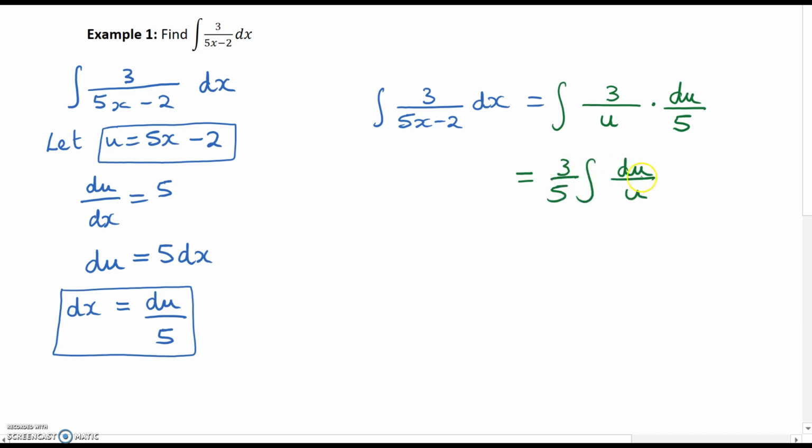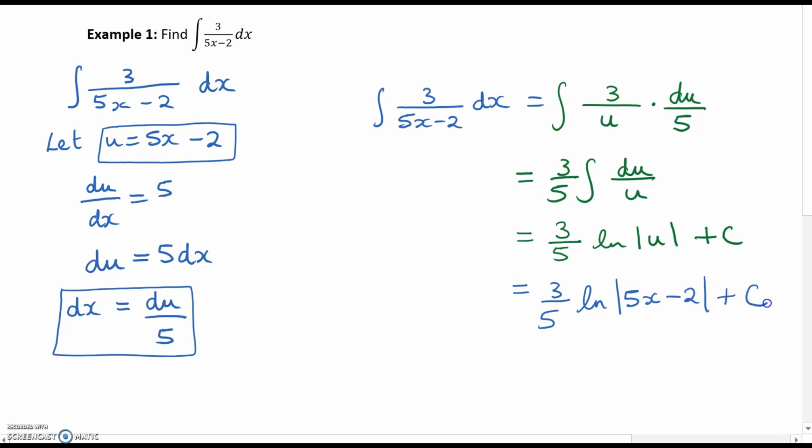Well, hopefully you know, it's a kind of peculiar rule. Du over u, or 1 over u, the integral of that is the natural log of the absolute value of u plus c. So now if we go back to x's again, it's 3 over 5 times the natural log of the absolute value of 5x minus 2 plus c.